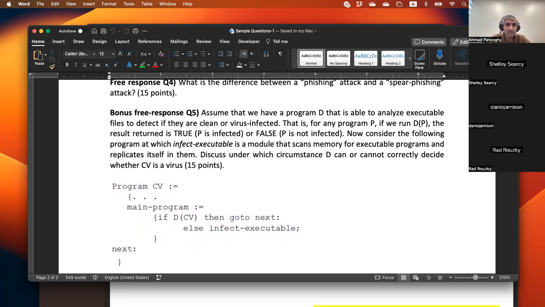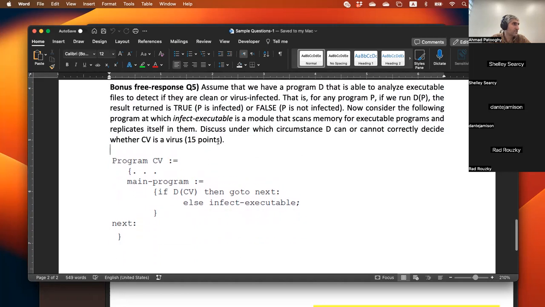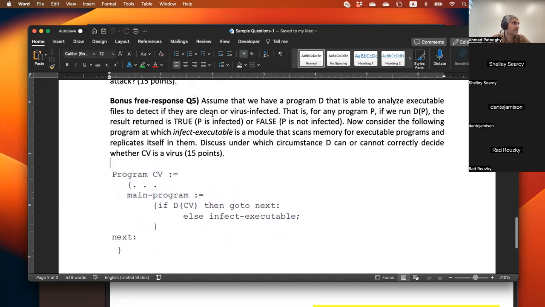Okay, the last question is this. We are given this code and we are asked to discuss. Okay, let's read it together.